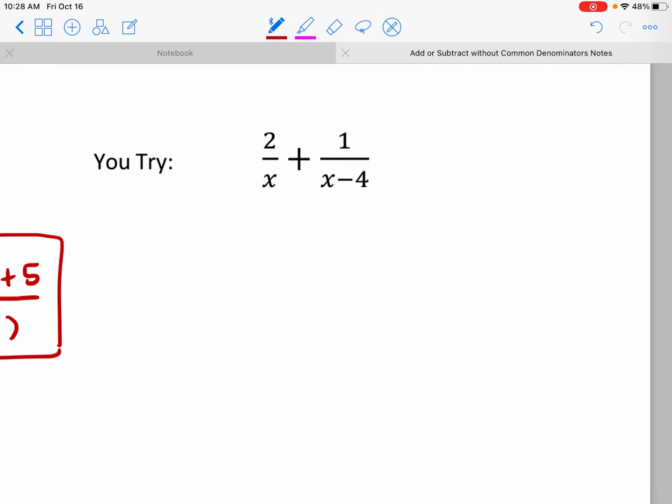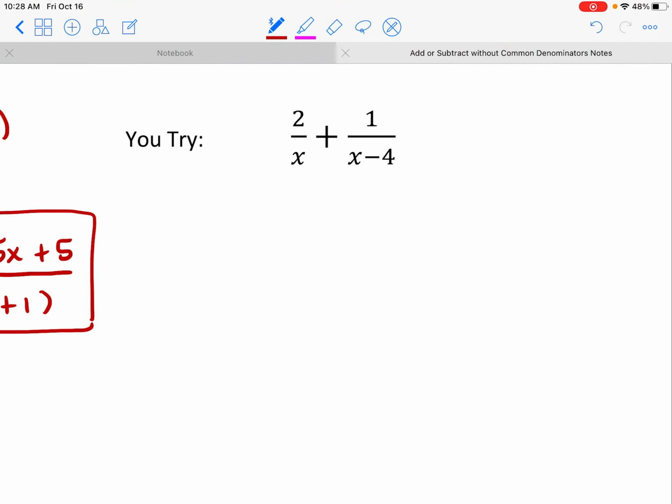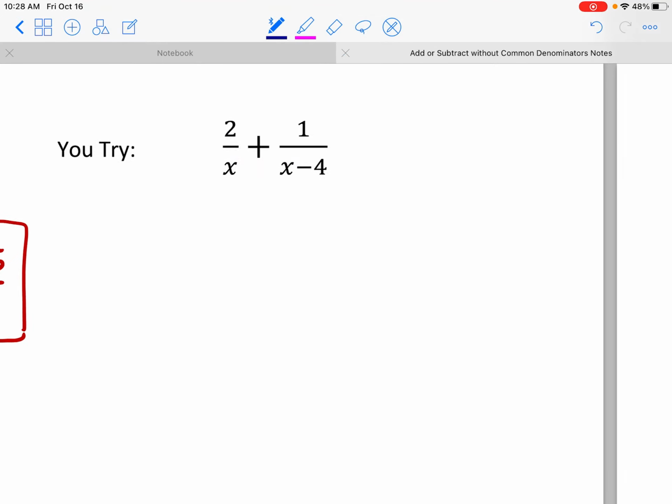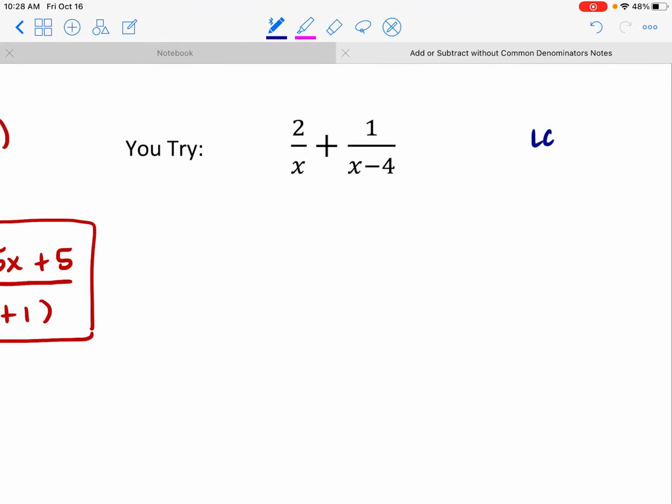Alright, so here's one that's just like the last one. If you're feeling comfortable so far, this would be a good opportunity for you to pause the video and give it a try. Otherwise, let's see, our common denominator, again, is going to have to include the single term x and the binomial x minus 4. So the first fraction we're going to multiply by the binomial that it's missing, and the second fraction by the single term, the x that is missing.